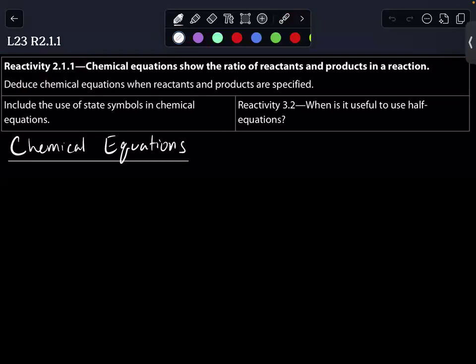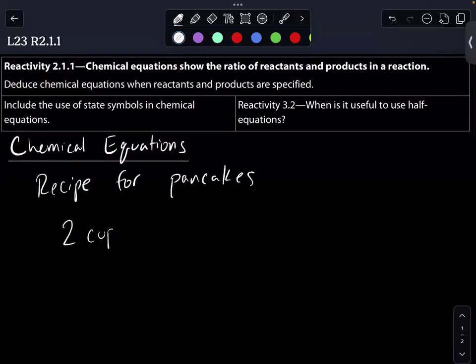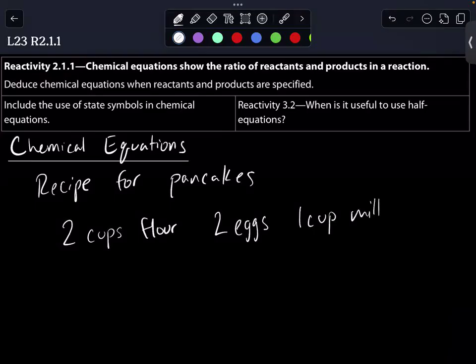Well, when we look at other things like maybe a recipe for pancakes. Now, this is going to be a terrible recipe for pancakes, but if we have 2 cups of flour, 2 eggs, and 1 cup milk, we take those and we add them together and we get a pancake. Maybe we get 2 big pancakes.